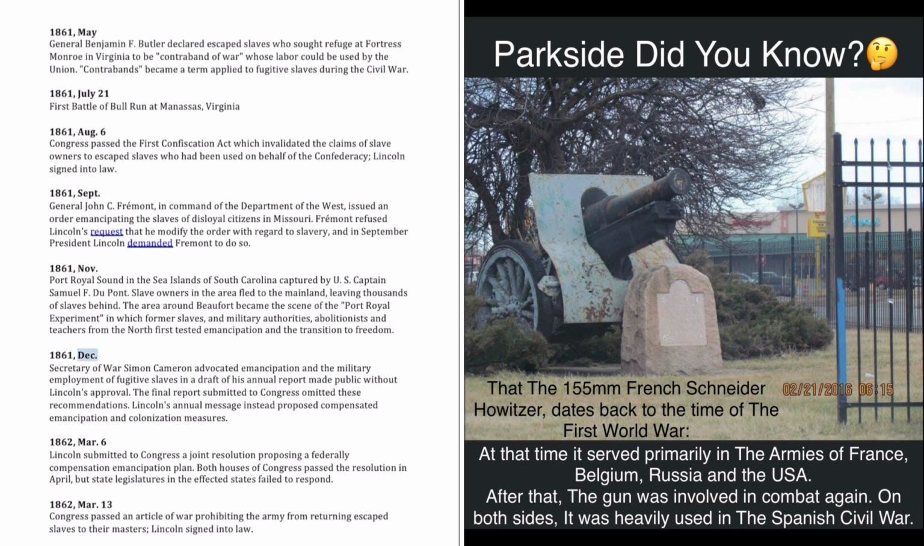1861, December. Secretary of War Simon Cameron advocated emancipation and the military employment of fugitive slaves in a draft of his annual report made public without Lincoln's approval. The final report submitted to Congress omitted these recommendations. Lincoln's annual message instead proposed compensated emancipation and colonization measures.